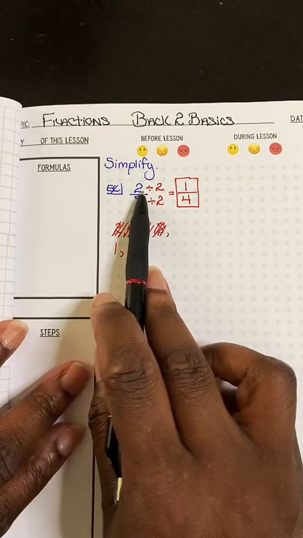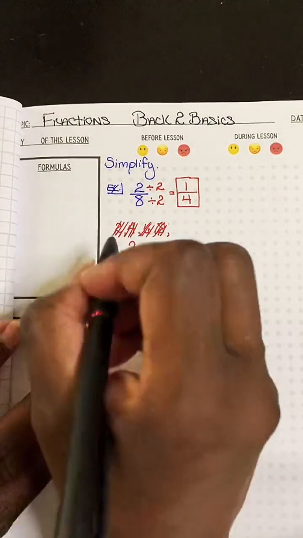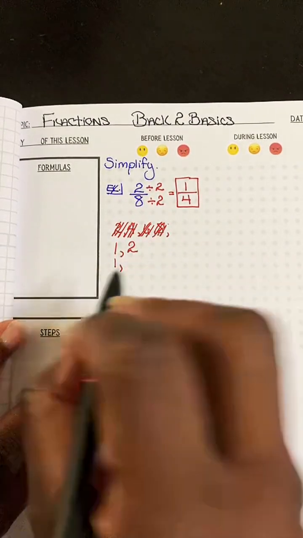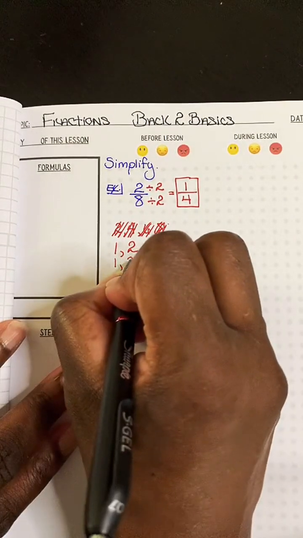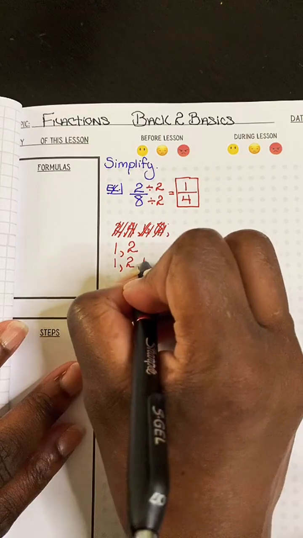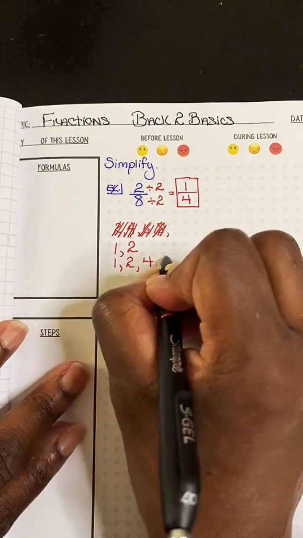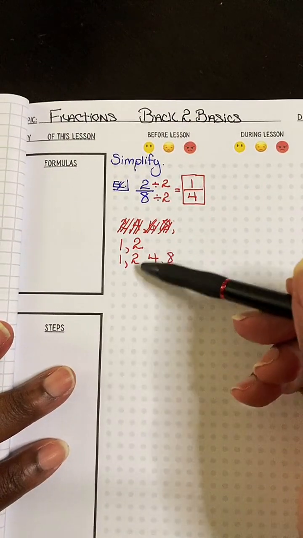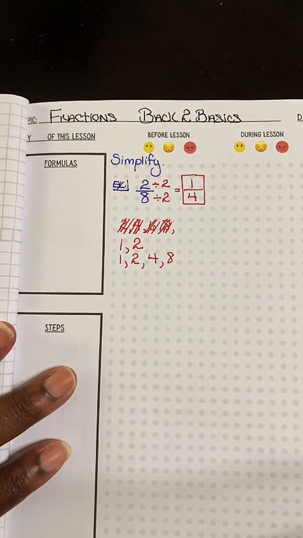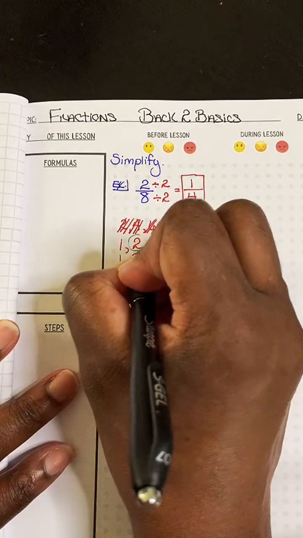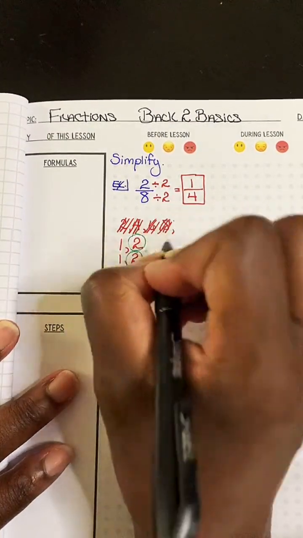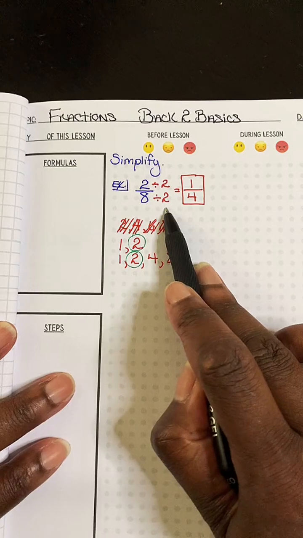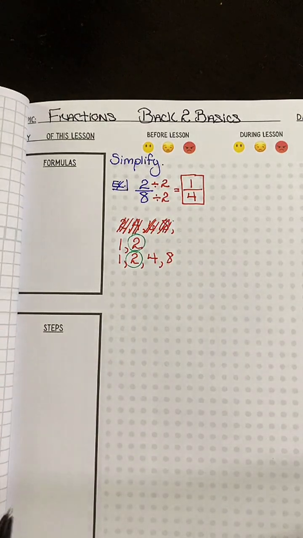So the factors of 2 are 1 and 2. Factors of 8: where would I find 8 in the times tables? I will see it in the 1s times table, the 2s times table, the 4s times table, as well as the 8s times table. So what number do they have in common? It will be the 2s. That's why we're using 2 to reduce our fraction.